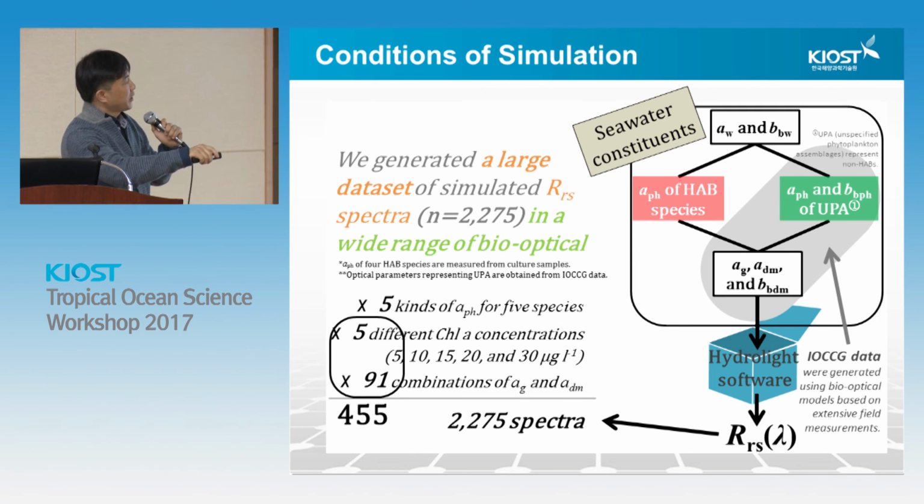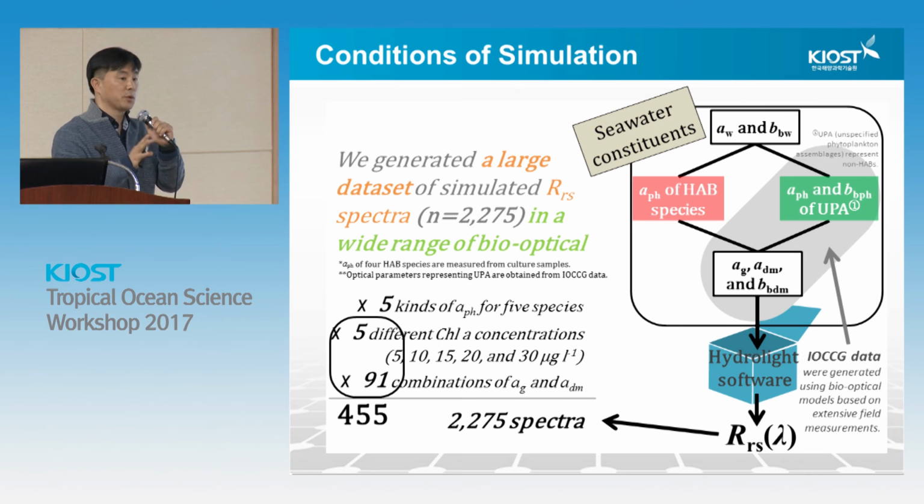So we used the previous four different HAB species. For the non-HAB case, we used IOCCG simulation data, and then we combined the simulated data, and finally we got the remote sensing reflectance data.